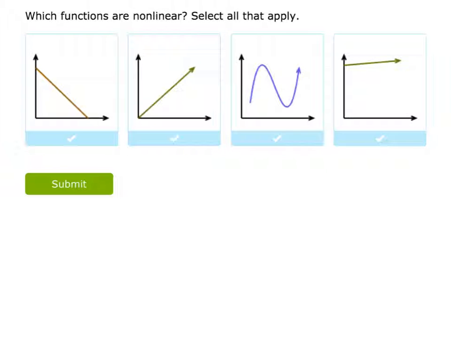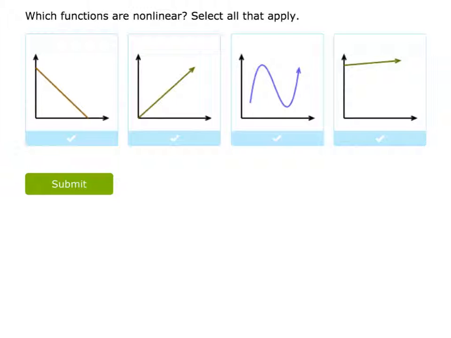All right, our last question here. It is asking which functions are nonlinear. Select all that apply. So again, reading the directions is very important because they go back and forth between linear and nonlinear. In this case, they're looking for lines that are not straight, nonlinear. And you've got to pick all that apply. All right, here we go.